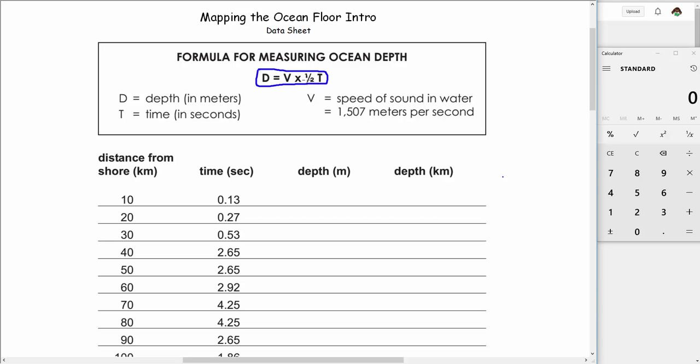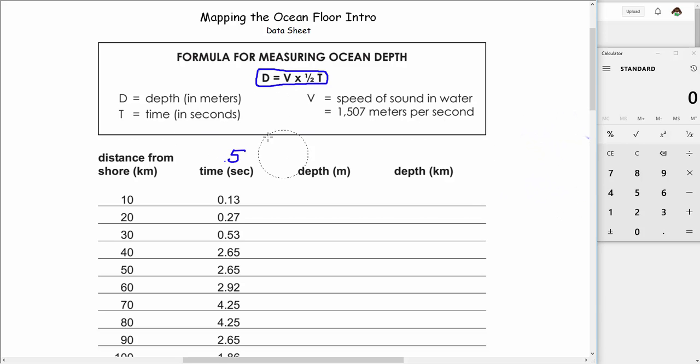And then what you do is multiply that by 1/2 of the time, because if we have a boat sitting in water and it sends waves down, they'll hit the bottom and then send the reflection back up. If it takes 1.3 seconds for this whole thing, we only want half of that. So for time, we're going to do 0.5 of the time.